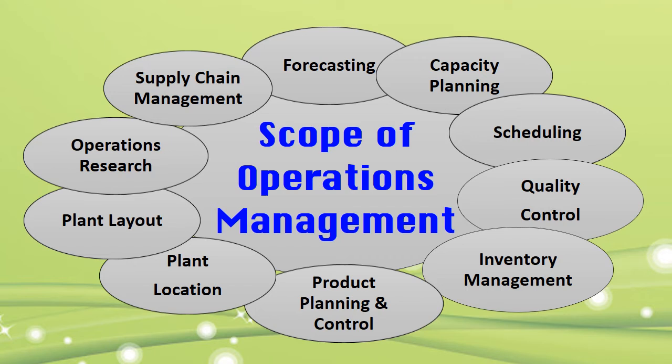And last is supply chain management. Supply chain management is the management of all the aspects of providing goods to the consumer, starting from raw material to production and distribution to the final consumer. So these are the various scope of operations management, which involves coordination of various departments.